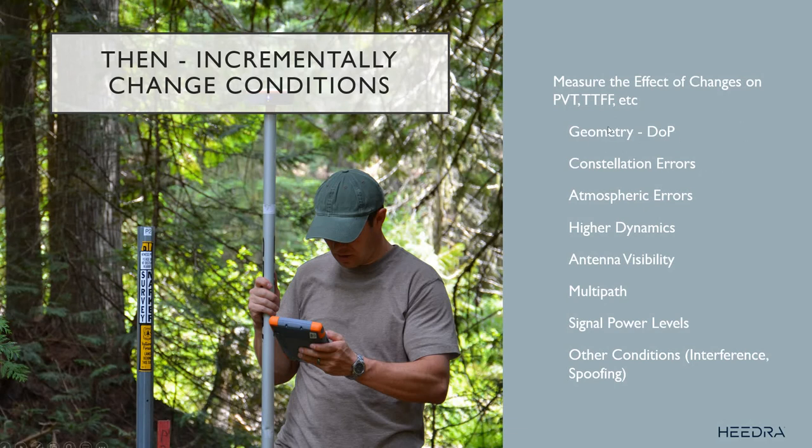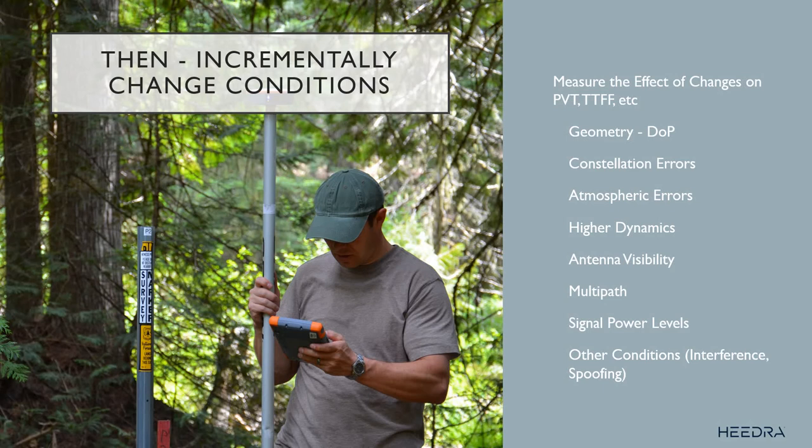The sort of things you'd like to change may be geometry, so you might want to do that by changing DOP or putting in blockages. You may want to look at constellation errors. You may want to put some satellites out of position. You may want to play with the atmosphere and put in some delays on the signal so it looks like there's some sun activity. You may want to put high velocities on there or high turns and things like that to see how the receiver keeps track if it's moving fast or changing direction suddenly.